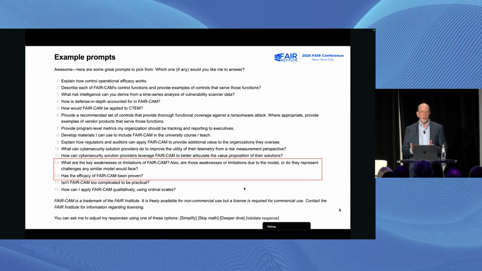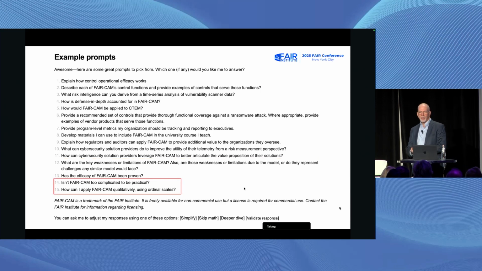I don't think anybody should ever use a model they don't understand. I think there's danger there. Okay? So if you use this, I encourage you to click on that and look at how it answers and see if it makes sense to you. Challenge it. Has the efficacy of FairCam been proven? It'll answer that too. Isn't FairCam too complicated to be practical? It'll answer that. I think that's a useful question because a lot of the feedback or pushback I've gotten, most feedback, thankfully, I get on FairCam is really positive, but I also hear people go, oh, it's too complicated. Okay. It'll talk about that.